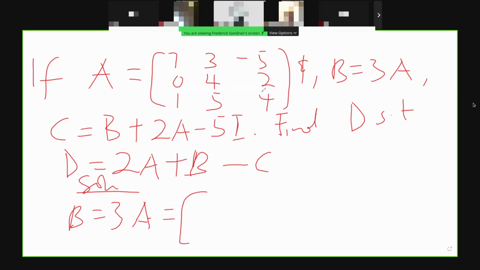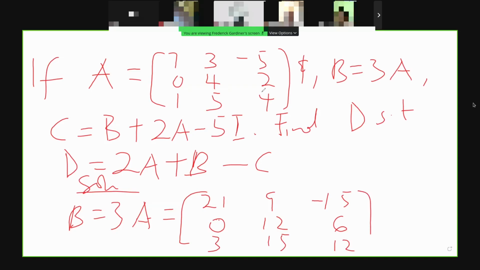There, you have to know your scalar multiplication of matrices. So 3 is multiplying matrix A. It means 3 will multiply every element in the matrix. So B will be equal to 21, 9, negative 15, in the first row; 0, 12, 6 in the second row; and the last row is going to be 3, 15, 12. So that is the B. Please write B down.